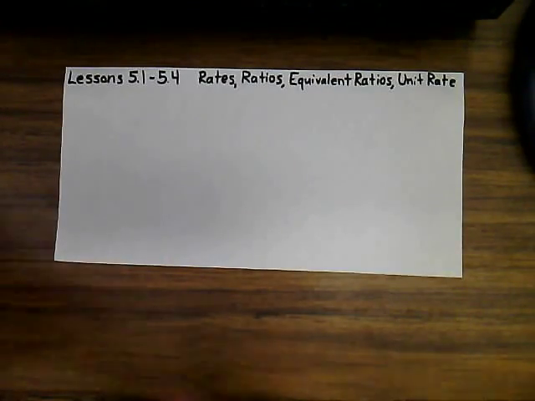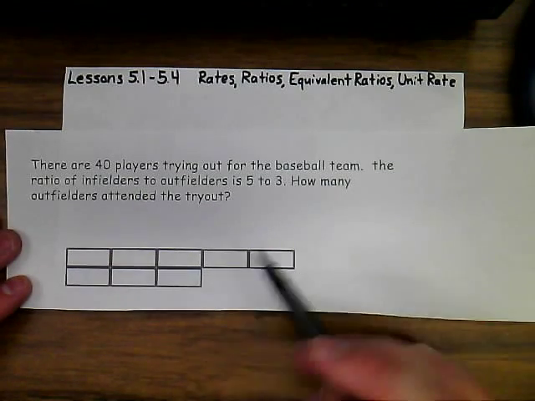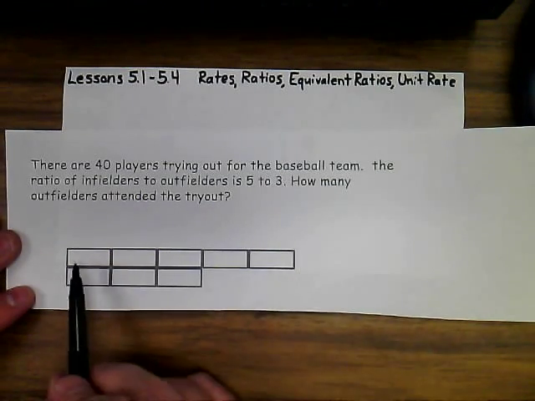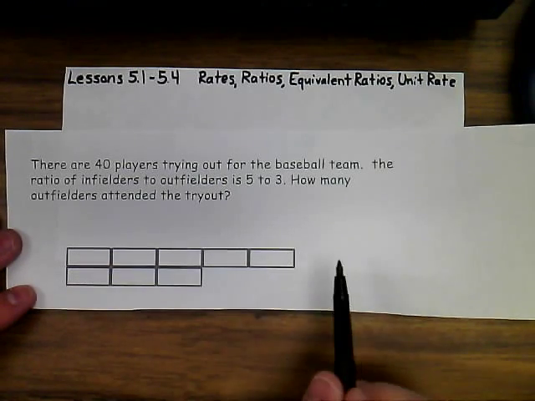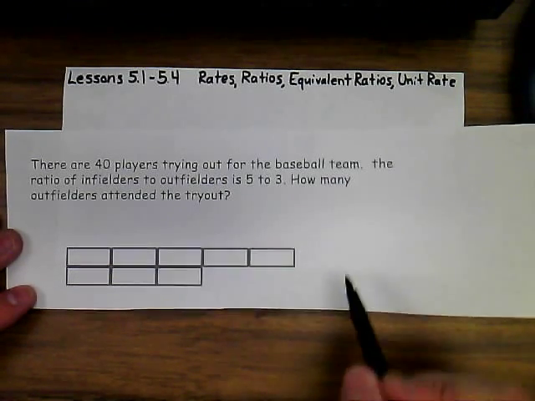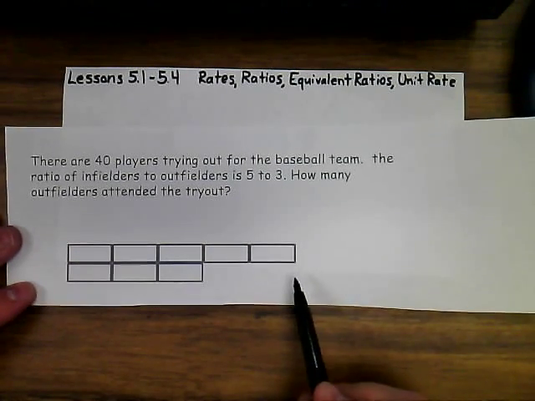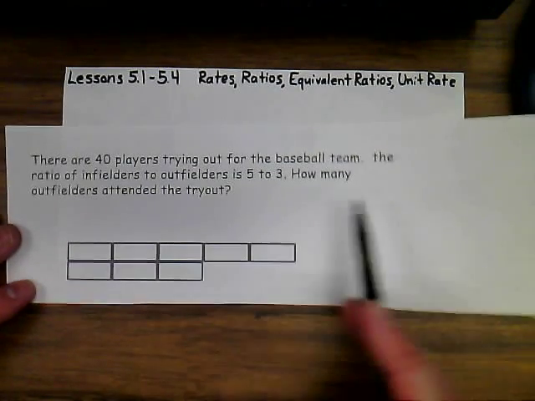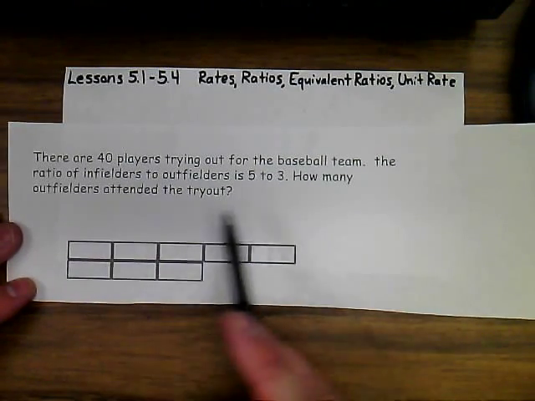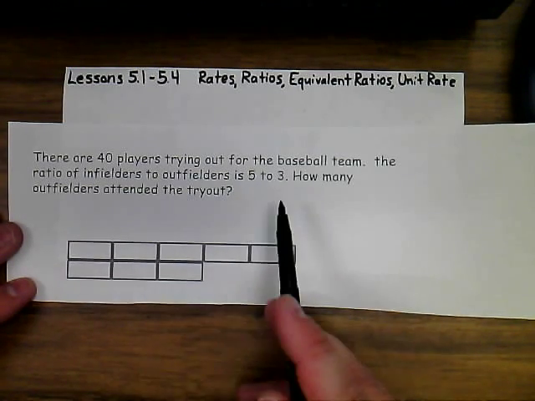A great way to help to illustrate ratios is to use what's known as a tape diagram. It's called a tape diagram because it looks like small pieces of tape. And it's good for comparing. Rather than trying to draw a bunch of players to compare, you draw the rectangles, which are easy to duplicate. So this question reads, there are 40 players trying out for the baseball team. The ratio of infielders to outfielders is 5 to 3. How many outfielders attended the tryout?